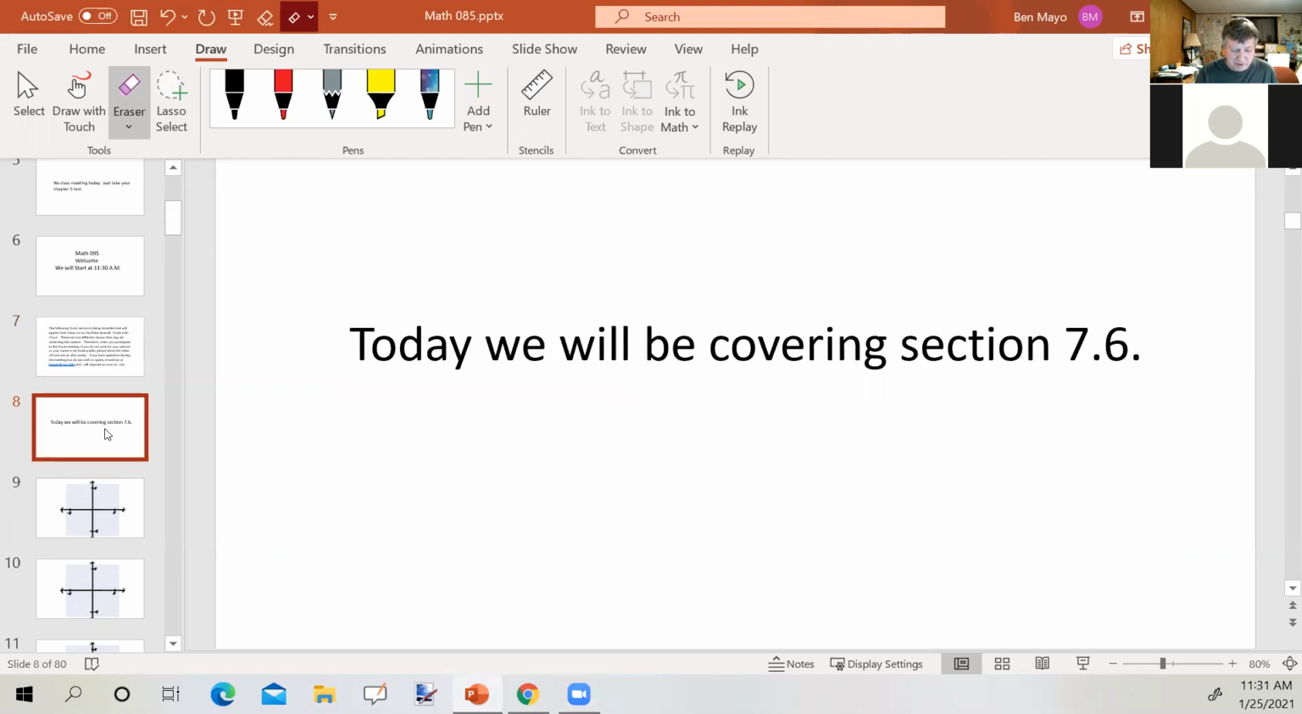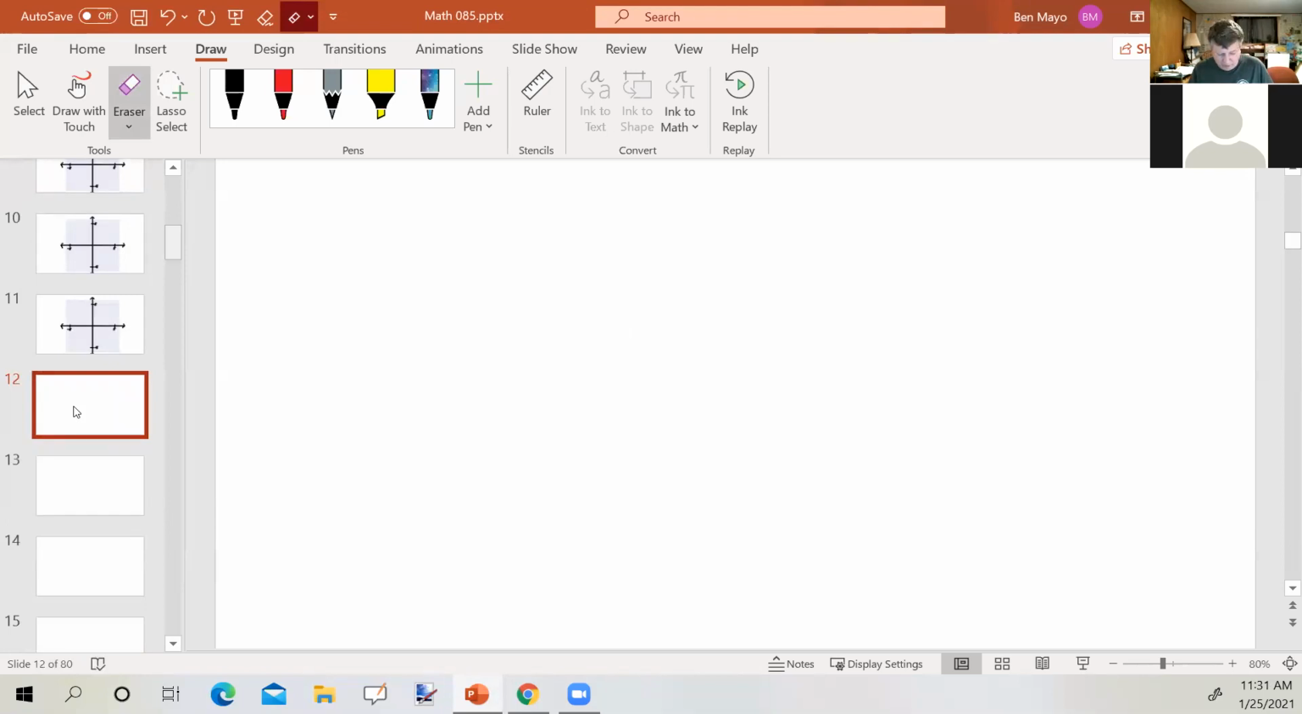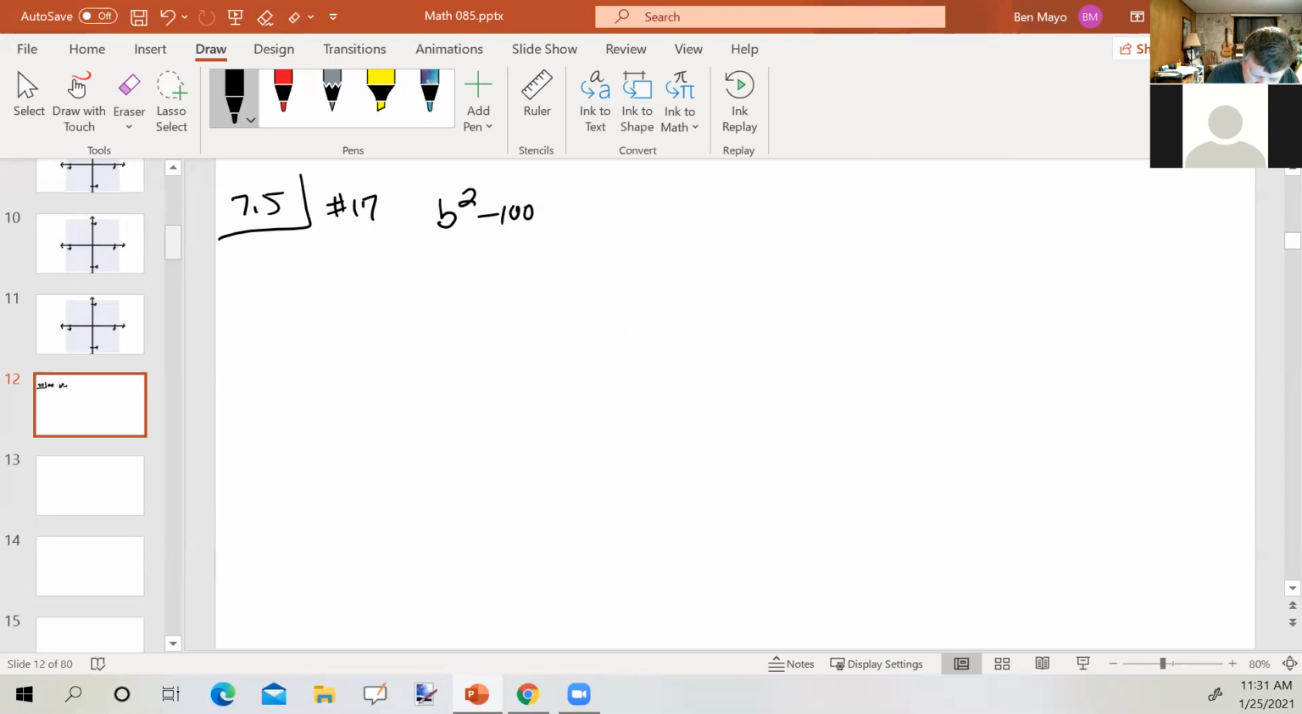So today, eventually we're going to go on to section 7.6, but first of all, we've got some questions from you folks that you emailed me. First of all, we're going to look at section 7.5, problem number 17. It says, simplify the complex fraction. The fraction is b squared minus 100 over 30a squared, and that whole thing over 9b minus 90 over 10a.